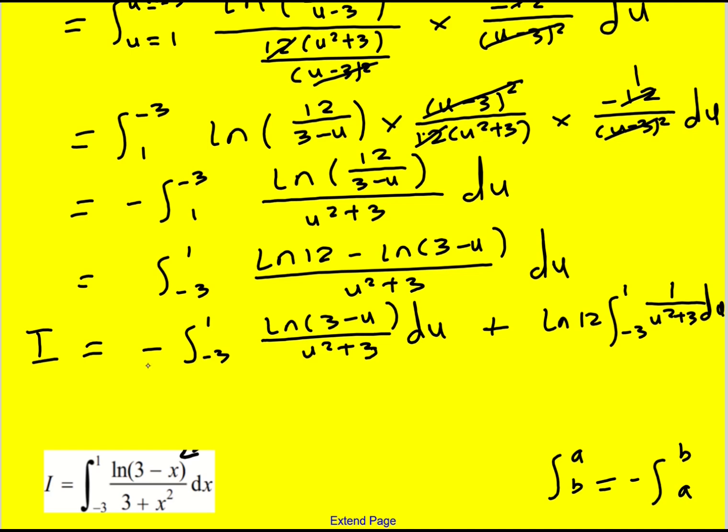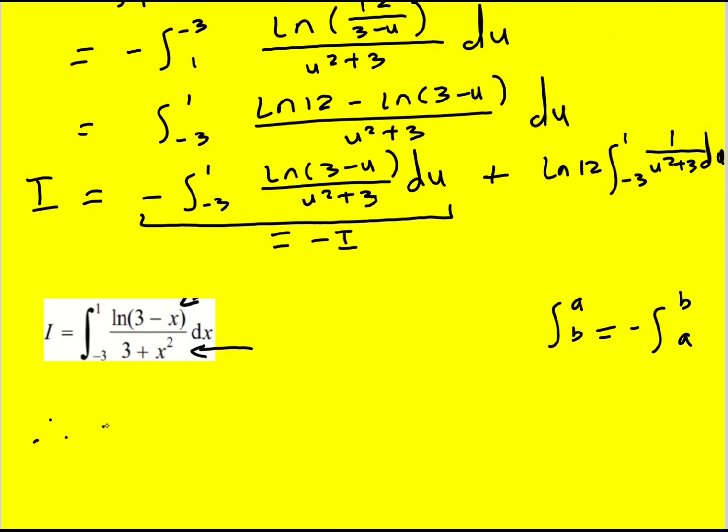Now the thing is that this is virtually identical to this integral. It doesn't matter that it's got a u there, we're still doing a definite integral. But it's not actually I, it's minus I. And so suddenly, this awkward integral I've got rid of by just getting the same thing. And therefore, 2I is equal to ln 12 times this integral that I've got here. But that is the integral that we found in part A.